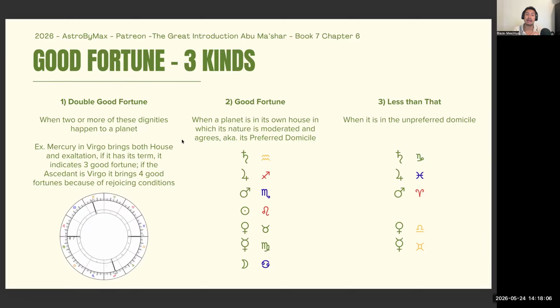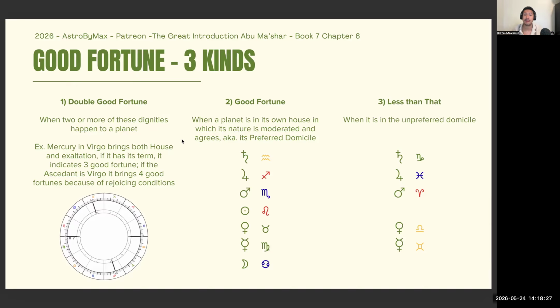And then the other domiciles of these planets are known to be the unpreferred domiciles, and so they bring less good fortune. So Saturn in Aquarius brings more good fortune than Saturn in Capricorn here, because Saturn in Aquarius is more tempered in this sign. Whereas Saturn in Capricorn still has dignity and it'll still bring fortune, but it will not bring it in the moderated way that it'll bring with Saturn in Aquarius, if that makes sense.